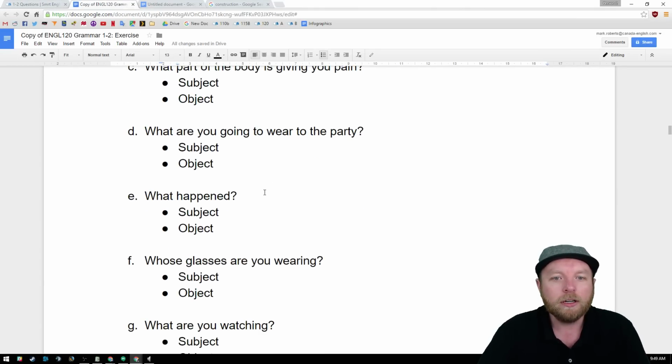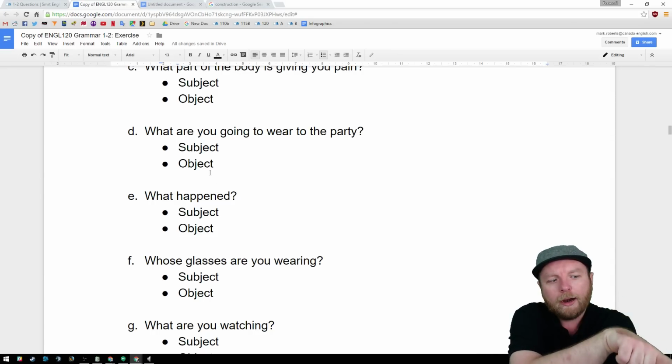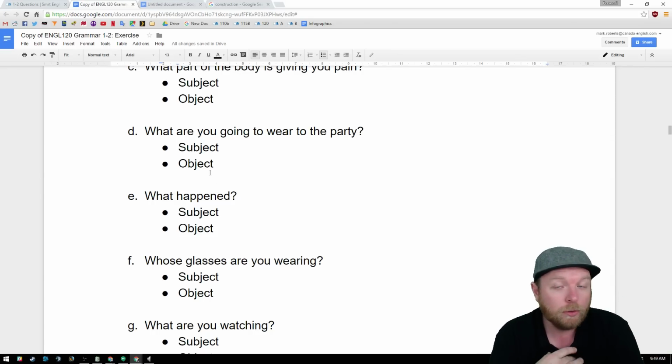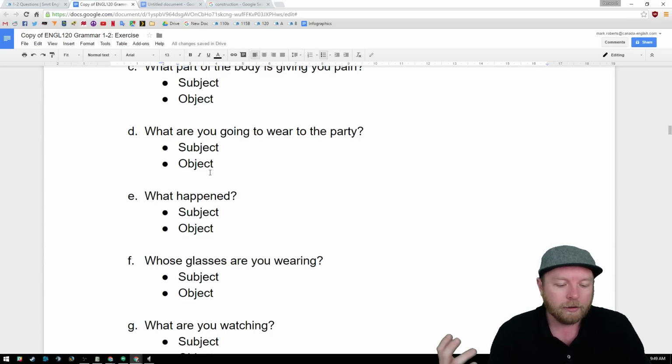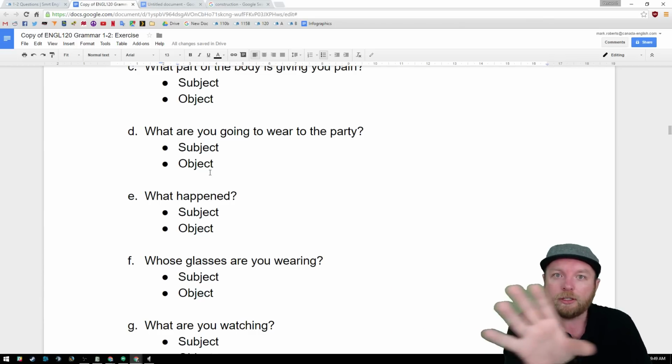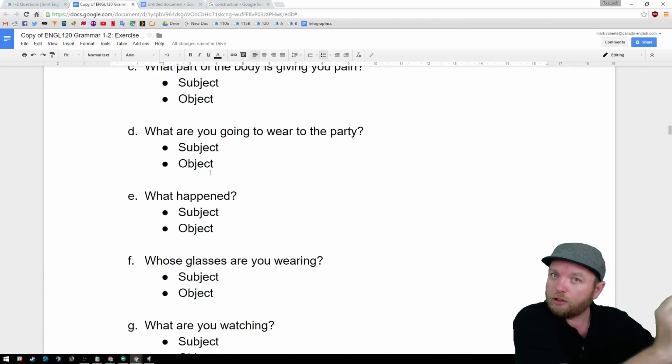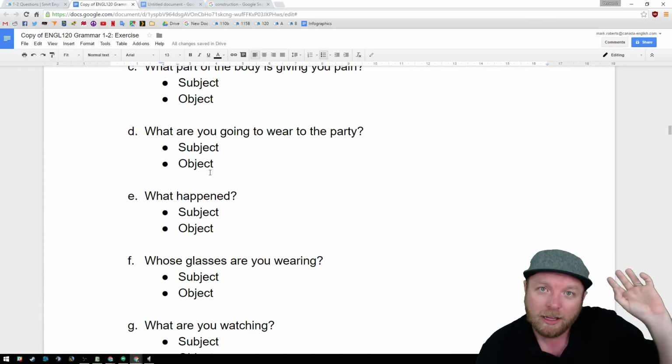What are you going to wear to the party? What are you going to wear? Are you going to wear a dress? Are you going to wear, I don't know, what else can you wear? Are you going to wear jeans? Right? You are going to wear jeans. You are going to wear a dress. I'm asking about the object.